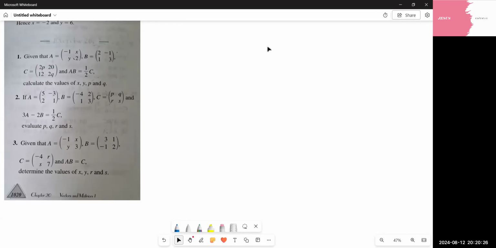Right, so we're looking at the example that we looked at today in the class. Given that A is equal to that, B is equal to that, and C is equal to that, and AB is equal to half C, calculate the values of x, y, p, and q.